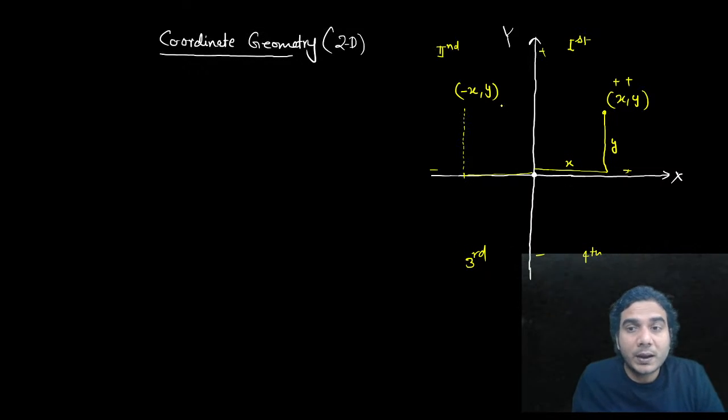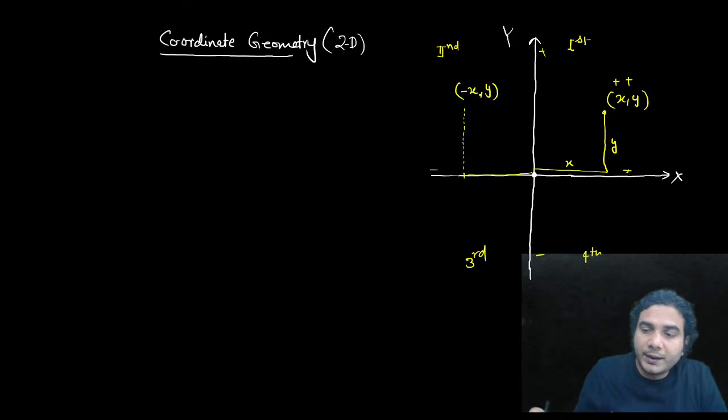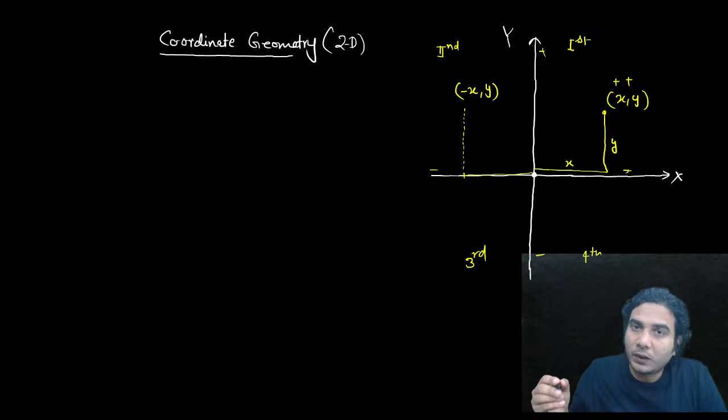In these quadrants, any point will have 2 coordinates, right? The 2 coordinates are just mentioning the distances which you have moved along x and y axis, parallel to x and parallel to y, from the origin. So from the origin you have moved x units along positive x and y units along positive y, that means parallel to y. So you have reached a point whose coordinates are x comma y.